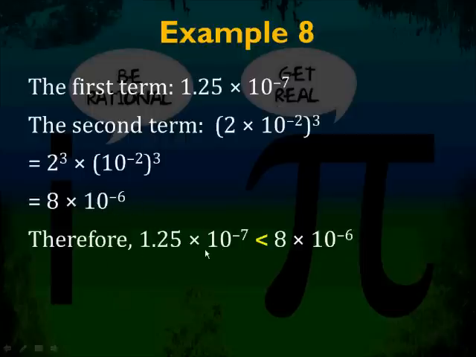So we would rewrite it as 1.25 times 10 to the negative 7th is less than 8 times 10 to the negative 6. So the correct answer is a less than sign using the original numbers. Again, what you want to do is convert them both to scientific notation, and at that point it's pretty easy. Just take the one with the higher power of 10. If they're the same, then you compare the factors.